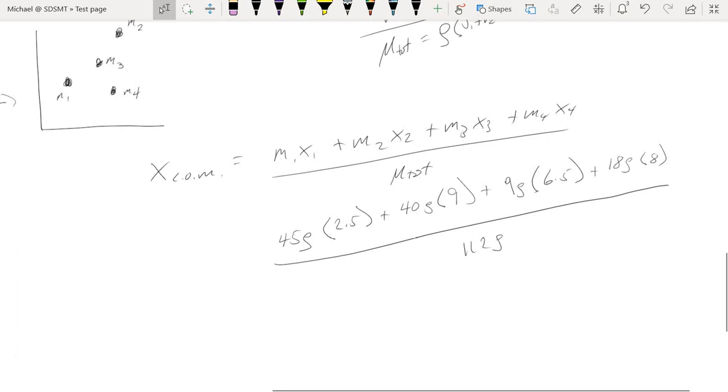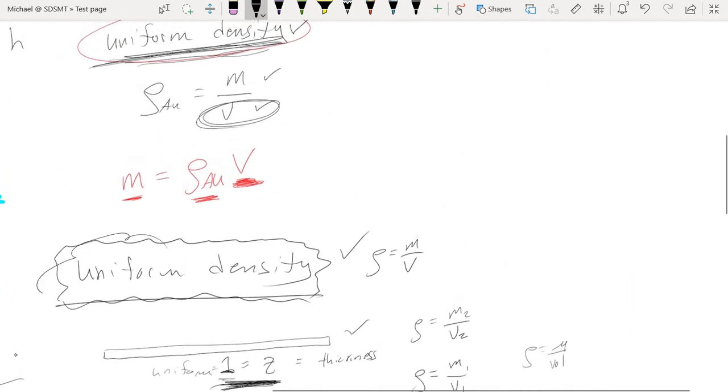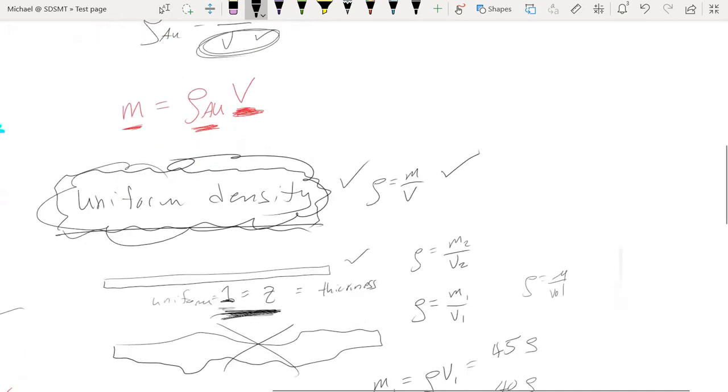And if you are waiting for the density of this piece of sheet metal, sorry to disappoint you, but it is not required, because every term on the top has a rho, and we have rho down on the bottom, and so the density of the material is not required. All that was required was that the density be uniform, so that we could use this little trick.